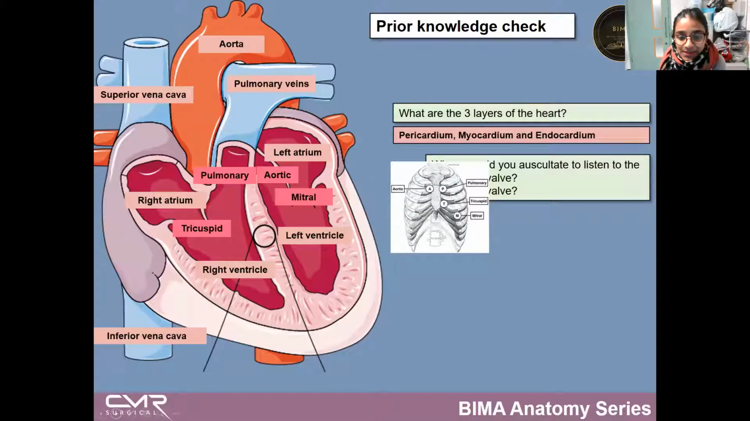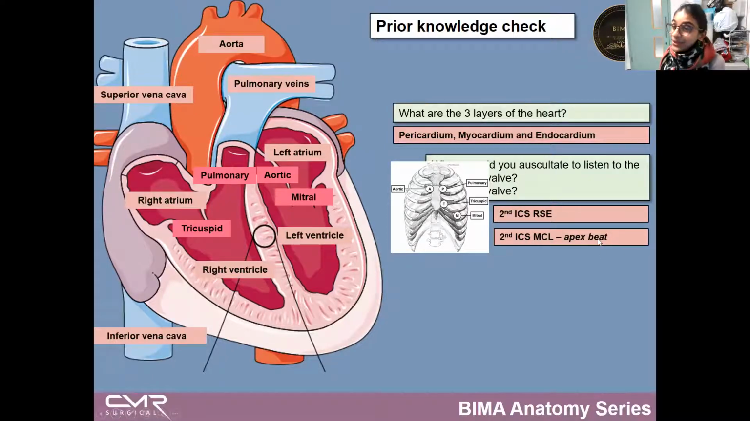So here's a little picture for you. Aortic valve, as Safia said, is the second intercostal space, right sternal edge. And then, as Sophia also said, mitral valve is the 5th intercostal space, mid-clavicular line. Exactly. And that 5th intercostal space, mid-clavicular line, is where you would feel for the apex beat when you're doing a cardiac examination.